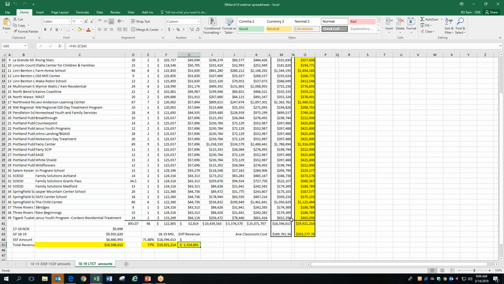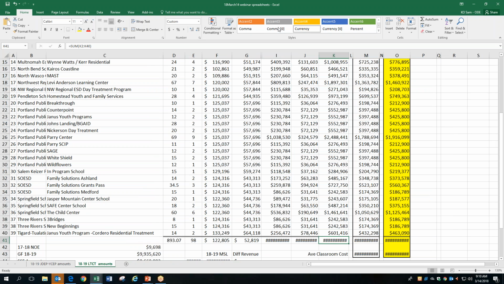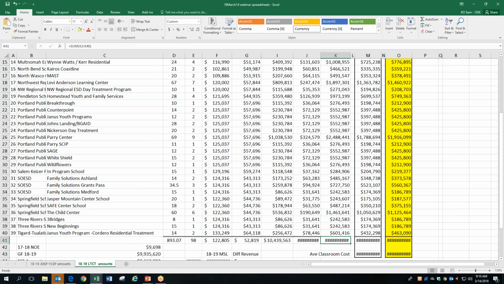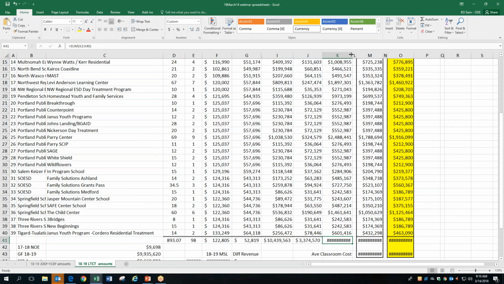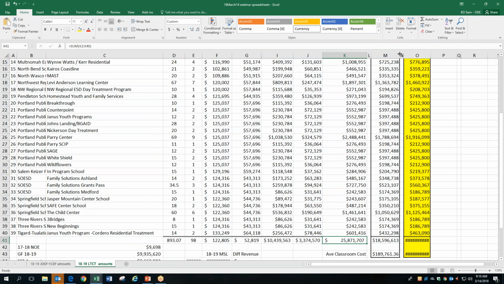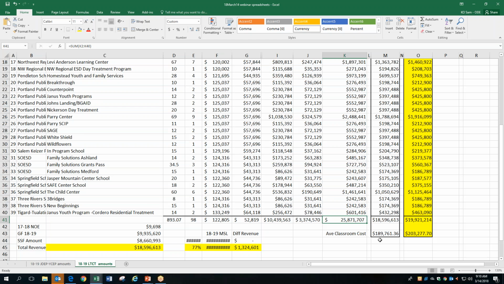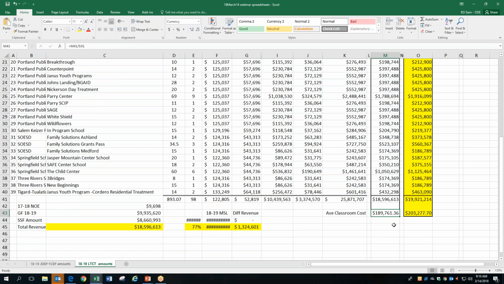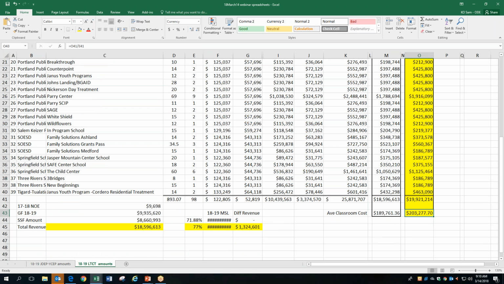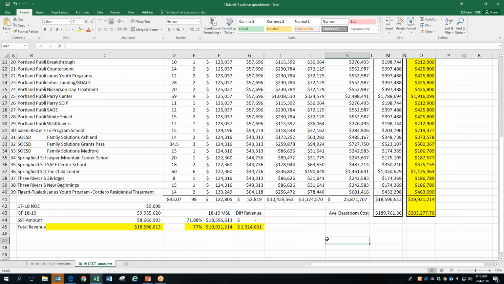But our revenue amount is actually at 71.88%. 100% of MSL is 25 million. And the average revenue per classroom is 189, but at 77%, it is roughly $203,000.